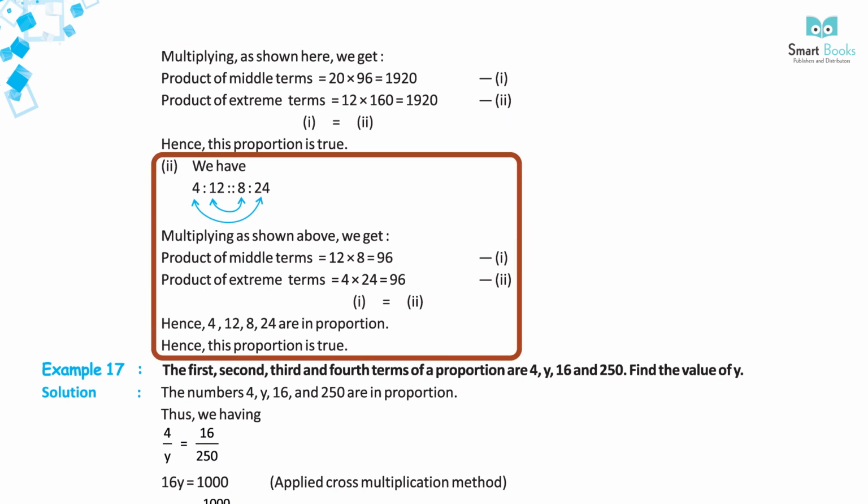Second, we have 4:12 is to 8:24. Multiplying as shown above, we get product of middle terms equals 12 into 8 equals 96. First statement, product of extreme terms equals 4 into 24 equals 96. Second statement, first statement equals second statement. Hence 4, 12, 8, 24 are in proportion. Hence, this proportion is true.